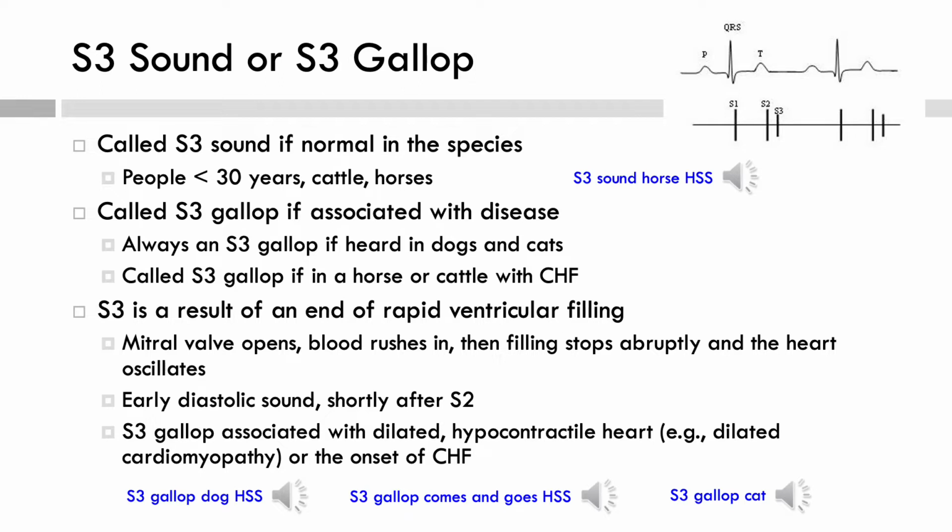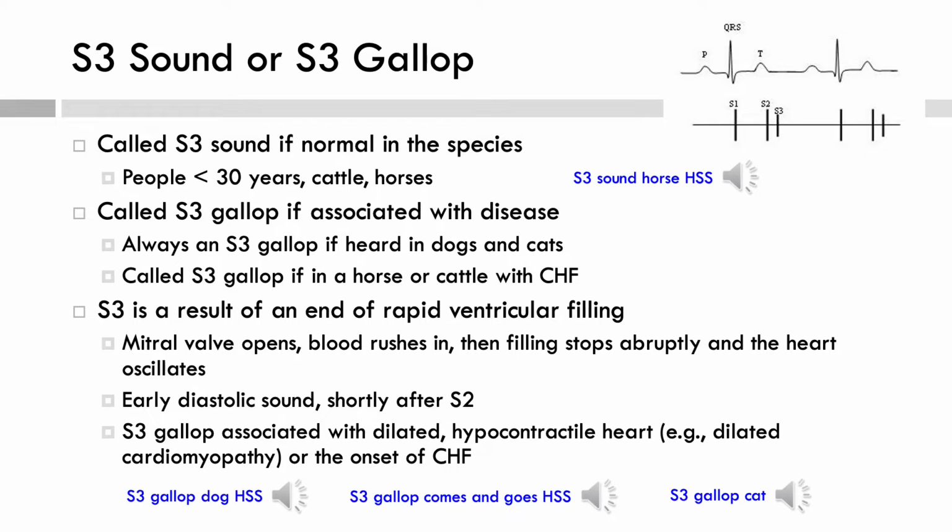And S3 gallops are all that we hear in dogs and cats. Dogs and cats never have a normal S3 sound. Whereas if we heard an S3 sound in a horse or cattle, we might call it that if we thought the heart was fine, but if they had congestive heart failure, we'd probably call it an S3 gallop.